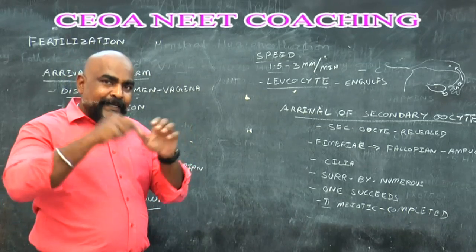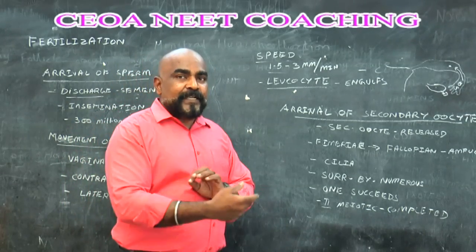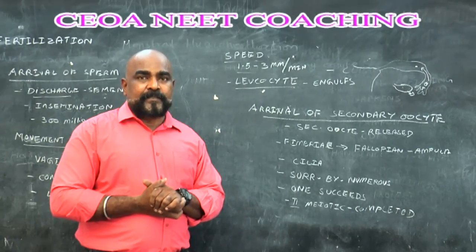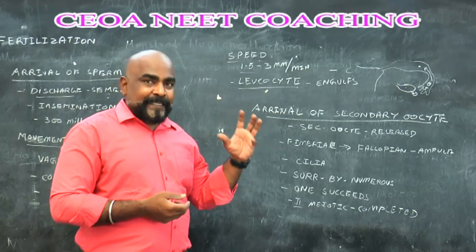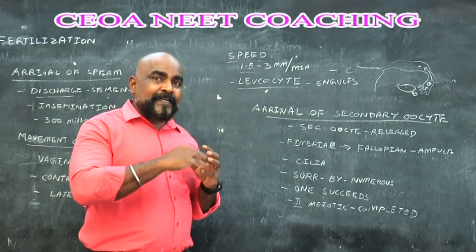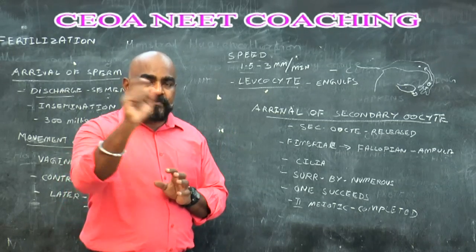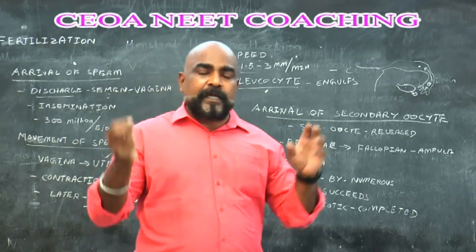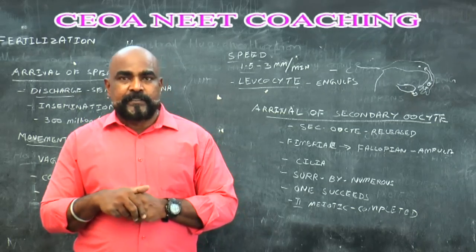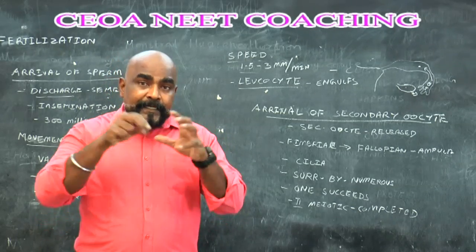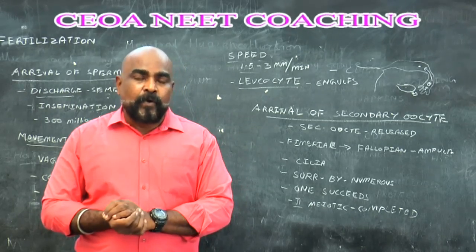Once the spermatozoon enters, as we have seen in the last class, it induces the completion of the meiotic division. So after the entry of the spermatozoon, the secondary oocyte gets converted into an ovum. So if the question is with options, say, the sperm enters into dash, ovum or secondary oocyte, the answer is it enters into the secondary oocyte. Only after the entry does it get converted into an ovum.